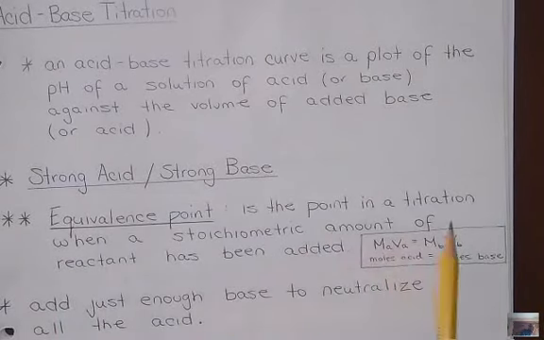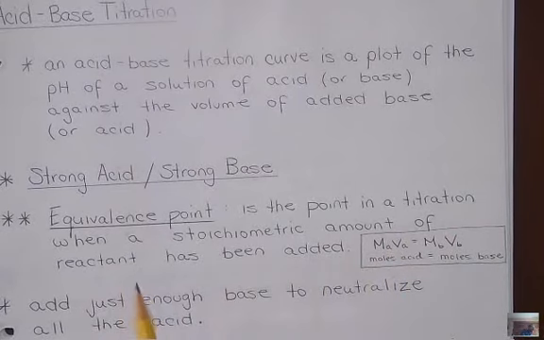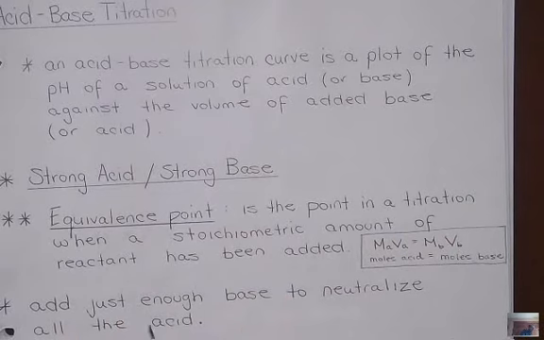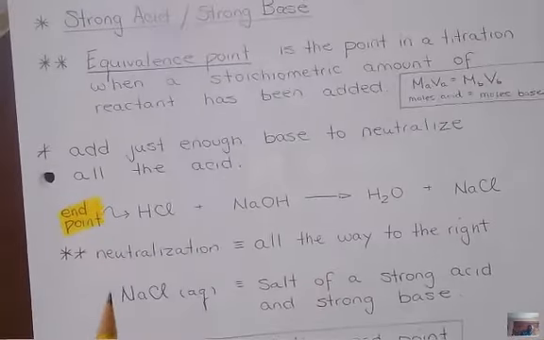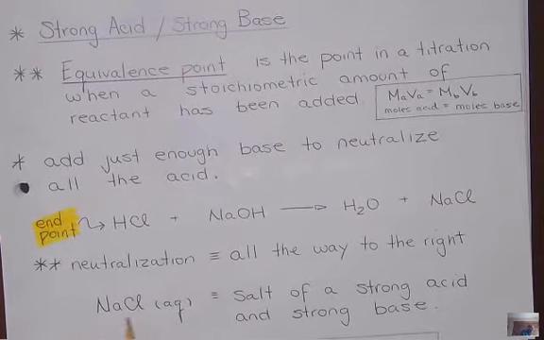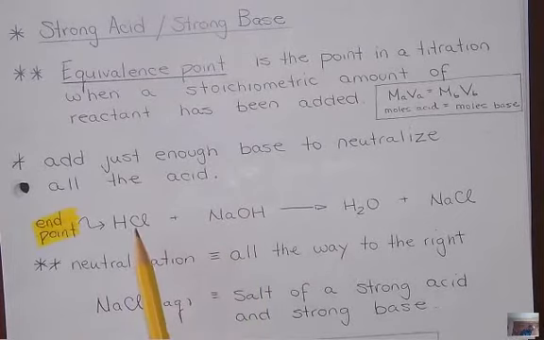The equivalence point is the point in the titration when a stoichiometric amount of reactants have been added. You're trying to add just enough base to neutralize the acid. So in the first experiment that I showed you, the end point will be achieved when the amount of sodium hydroxide coming from the burette that has been added has been enough to knock out all the HCl. So do the stoichiometry.